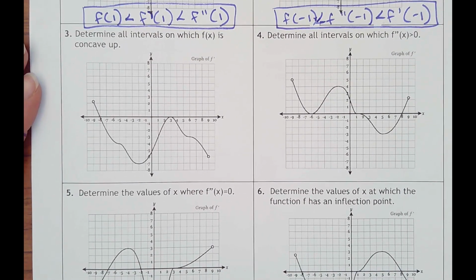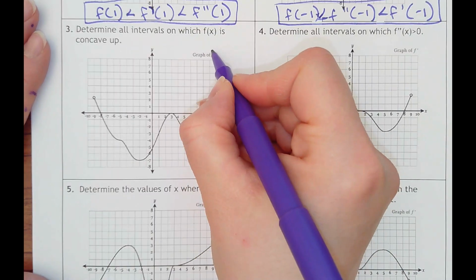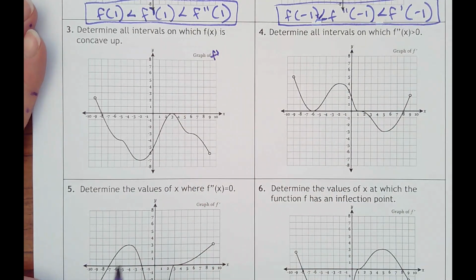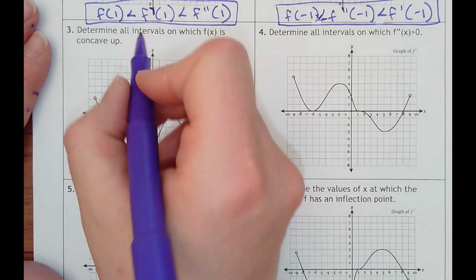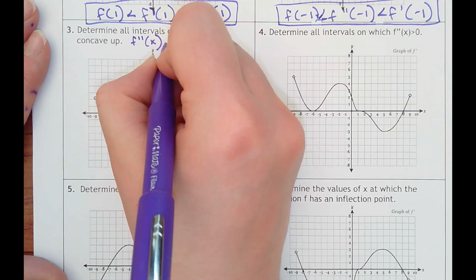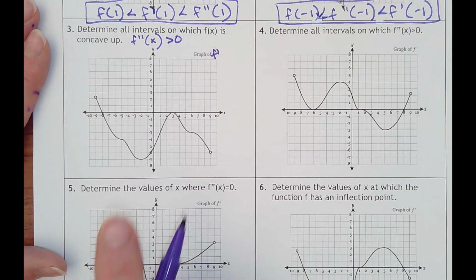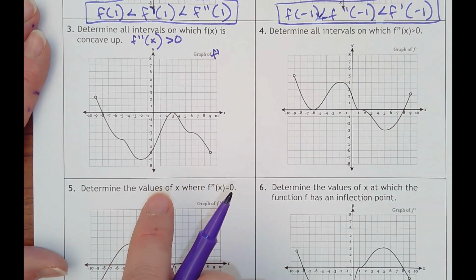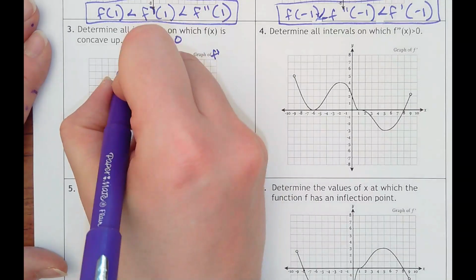Determine all intervals on which f of x is concave up. And so I've got the graph of f prime. That's very important. So these are the slopes. Concave up is when the second derivative is positive. So what that means is if I were to take the slope of these slopes, I need the slopes to be positive. So I need where it's increasing.